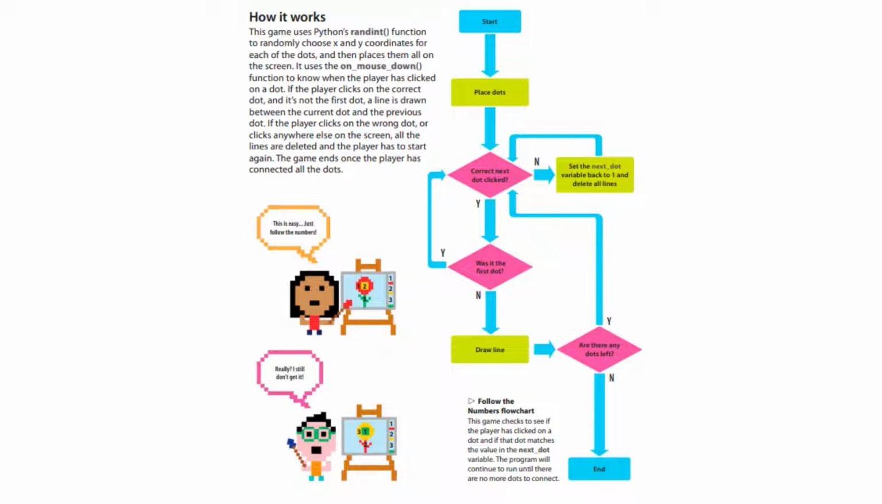If no, set the next dot variable back to 1 and delete all lines, then come back to correct next dot click. If yes, was it the first dot? If yes, it will come back to correct next dot click. But if no, draw a line. Next is, are there any dots left? If yes, it will come back to correct next dot click. But if no, the end.